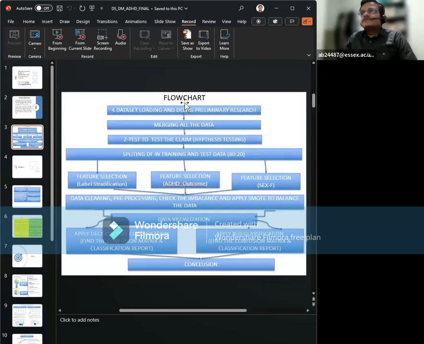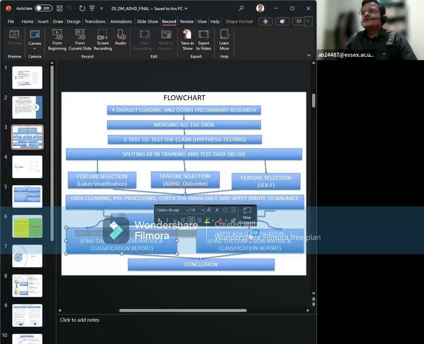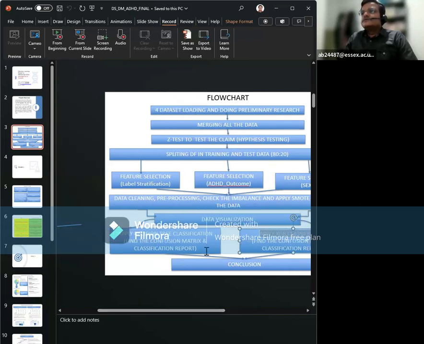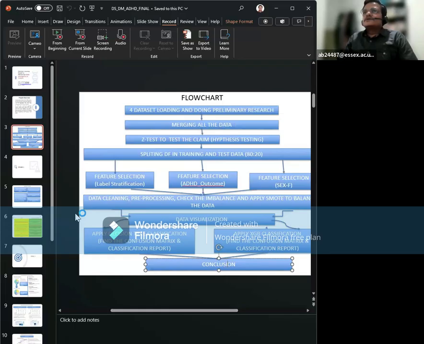This is my flowchart, which you can see. I merged and cleaned the data from multiple sources. I balanced the imbalanced classes using SMOTE, and used recursive feature elimination and random forest for feature selection. I applied two classification models: first the decision tree, and the second one was XGB classification. And in the final, it was the conclusion part.